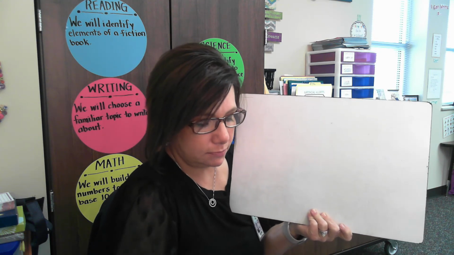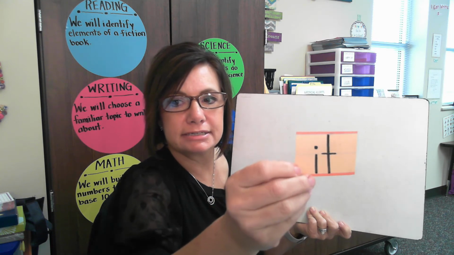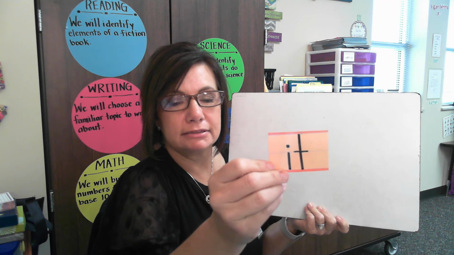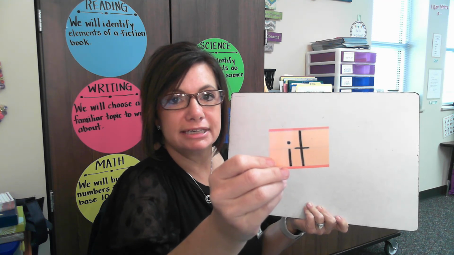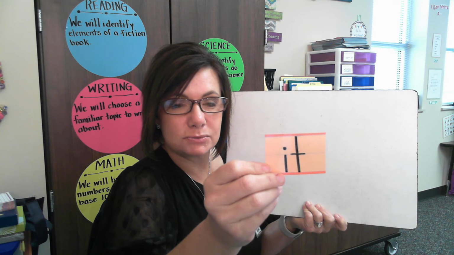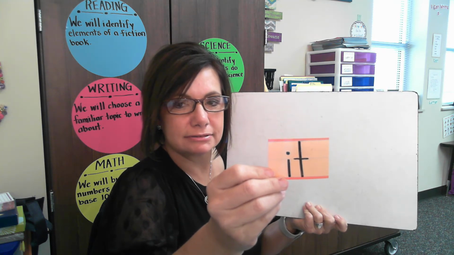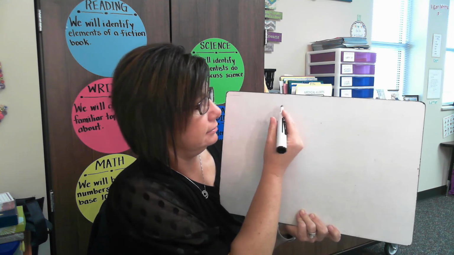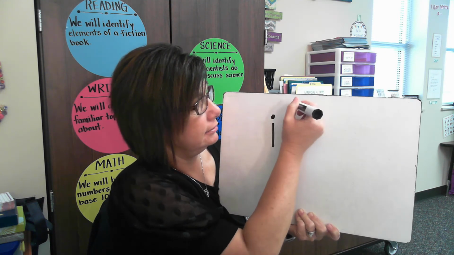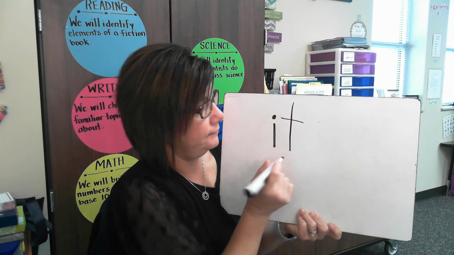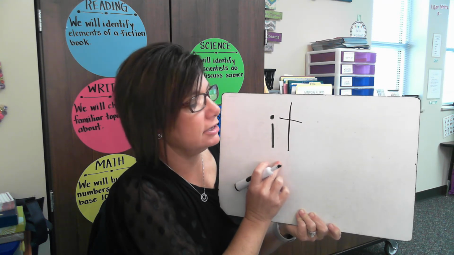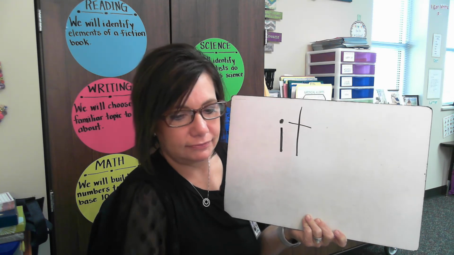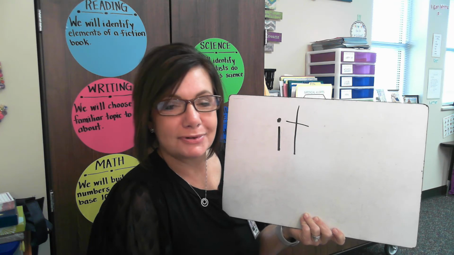The next word is the word it. It. Let's spell it. I-T. It. And luckily, this word is spelled exactly like it sounds. It. It. Let's write it. I-T. 1 of each. 1 small letter, 1 tall letter. Very good. You ready for our last word?